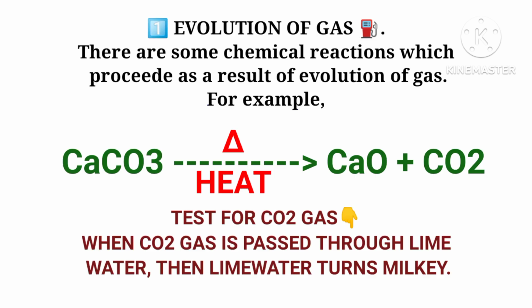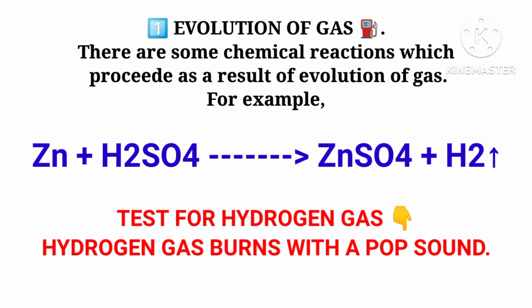1. Evolution of gas. There are some chemical reactions which proceed as a result of evolution of gas. Calcium carbonate when heated gives calcium oxide and carbon dioxide. Test for carbon dioxide: when carbon dioxide is passed through lime water, then lime water turns milky. When zinc reacts with sulfuric acid, it gives zinc sulfate and hydrogen gas. Test for hydrogen gas: hydrogen gas burns with a pop sound.